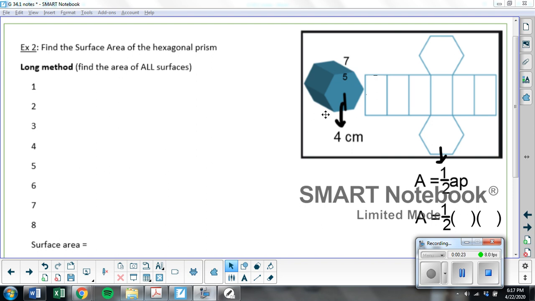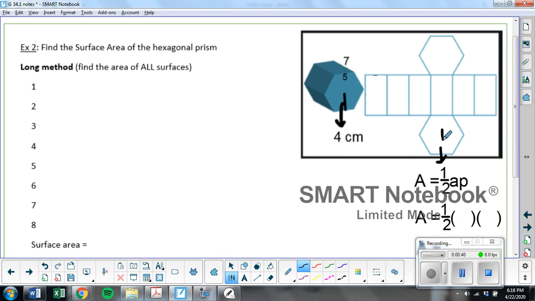So here I have a hexagonal prism. When I make a net of that, there's a hexagon here, a hexagon there, and then there's 1, 2, 3, 4, 5, 6 rectangles. So we have 8 different surfaces to find. Let's call this surface number 1 and this surface number 2, and let's find those.